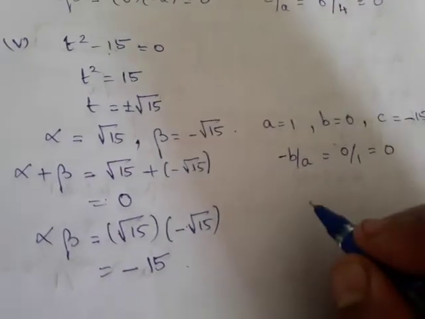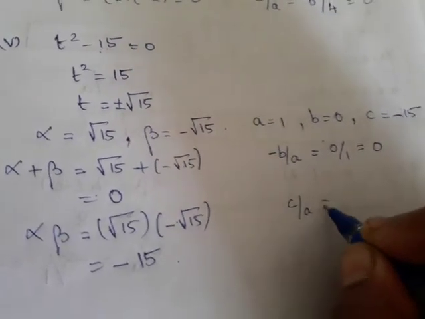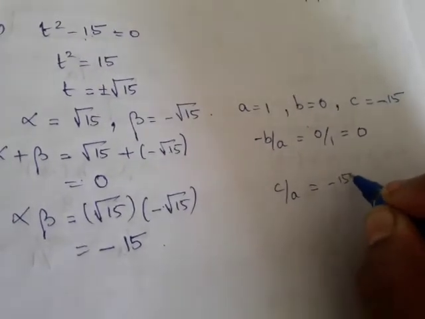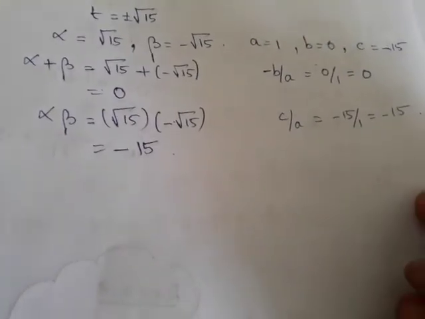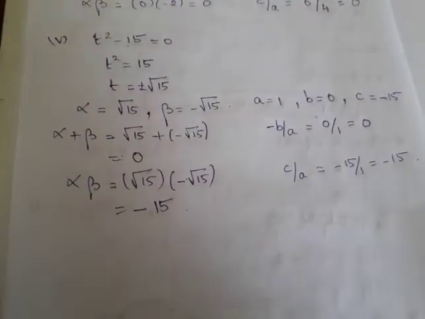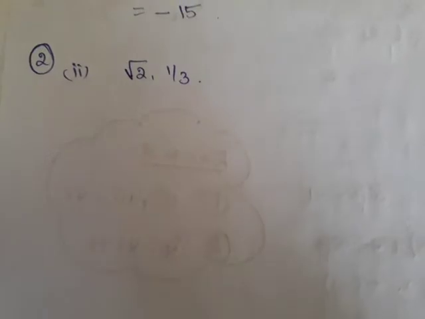So alpha plus beta, minus b by a, both are 0. Then alpha beta is c by a, which is equal to minus 15 by 1, which is nothing but minus 15. So we arrived at the same answer. Alpha beta is the same as c by a. Hope you understood, right? Now we will do one more problem in the second heading, which I felt you people will find difficult since it has a square root.